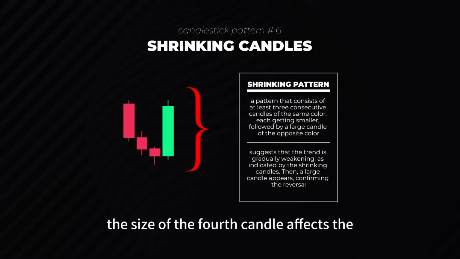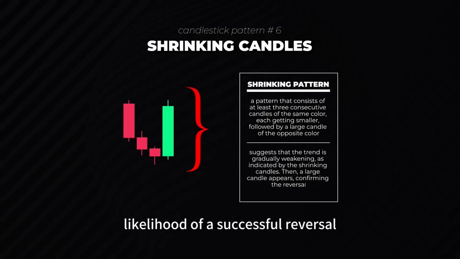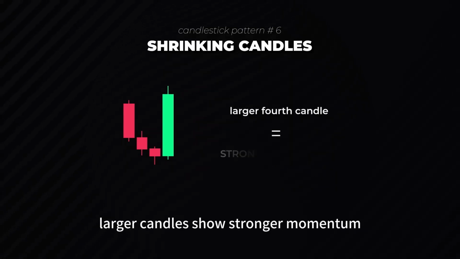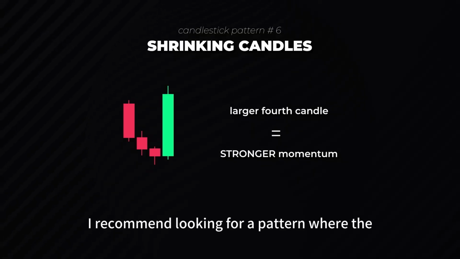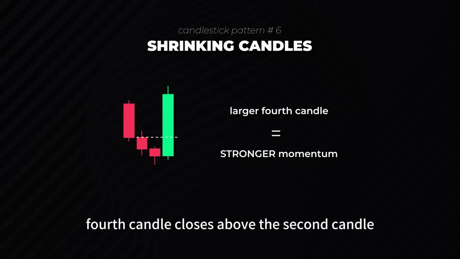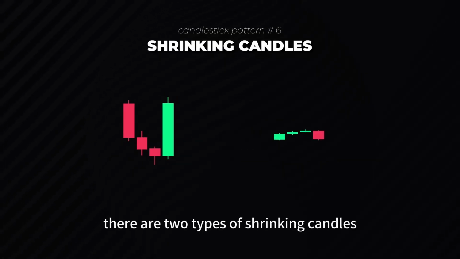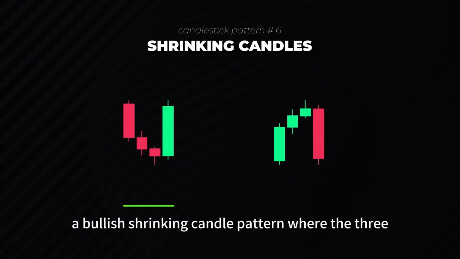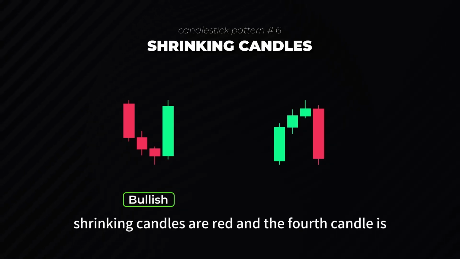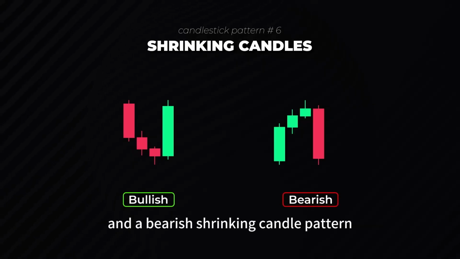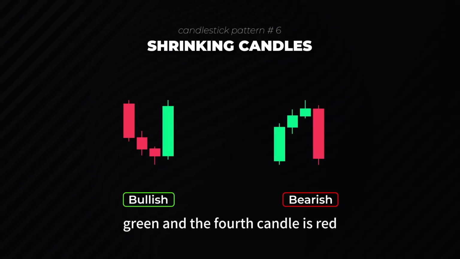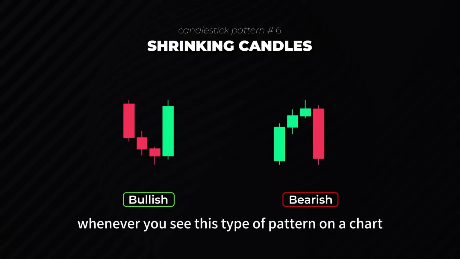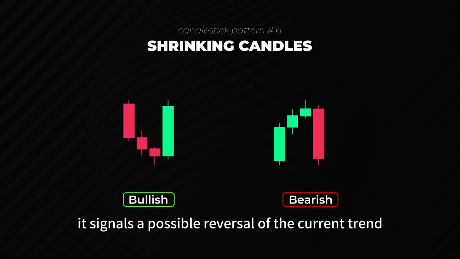The size of the 4th candle affects the likelihood of a successful reversal. Larger candles show stronger momentum, increasing the probability of a reversal. I recommend looking for a pattern where the 4th candle closes above the 2nd candle. There are 2 types of shrinking candles: a bullish shrinking candle pattern, where the 3 shrinking candles are red and the 4th candle is green, and a bearish shrinking candle pattern, where the 3 shrinking candles are green and the 4th candle is red.